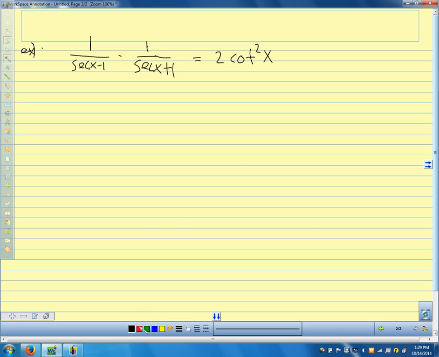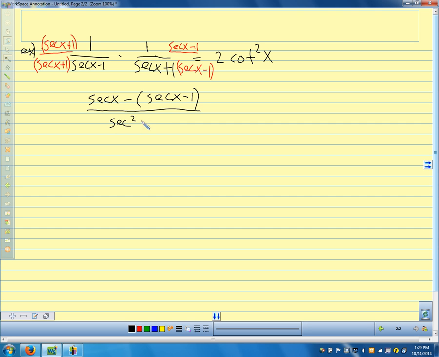Common denominator. So I'm going to multiply this by secant x plus 1 over secant x plus 1. And I'm going to multiply this by secant x minus 1 over secant x minus 1 for my common denominator. And then for my numerator, I have secant x minus this whole thing, secant x minus 1. And for my denominator, I have secant squared x minus 1.